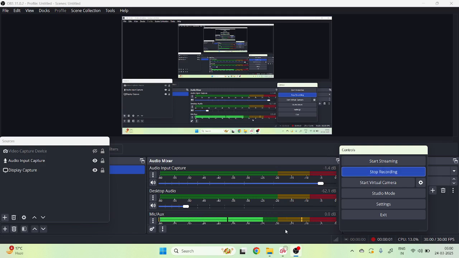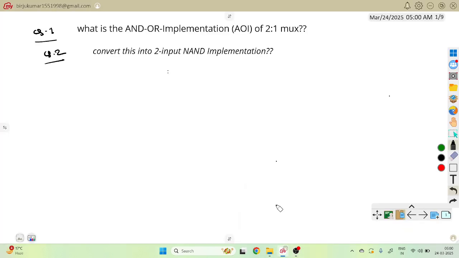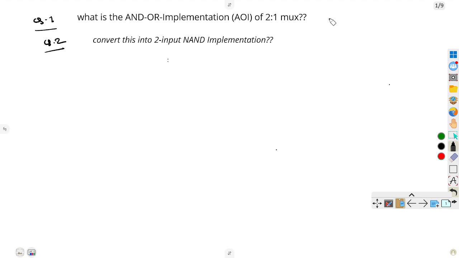So hello everyone. In this video, I will discuss one more famous interview question, that is the AND-OR implementation of the 2 cross 1 mux. Means how can we design the 2 cross 1 mux using the AND-OR gates. And finally, this figure we need to convert into the 2-input NAND implementation. Means how can we design using the NAND gate only.